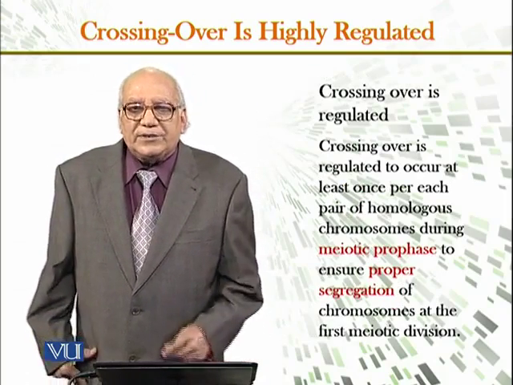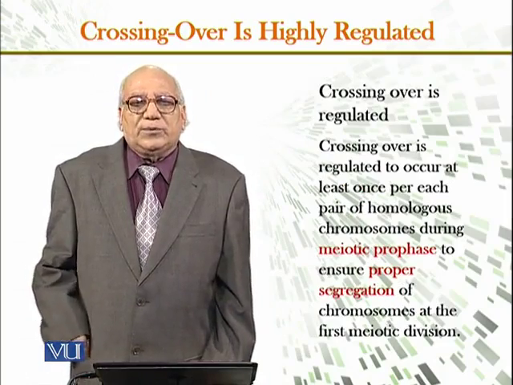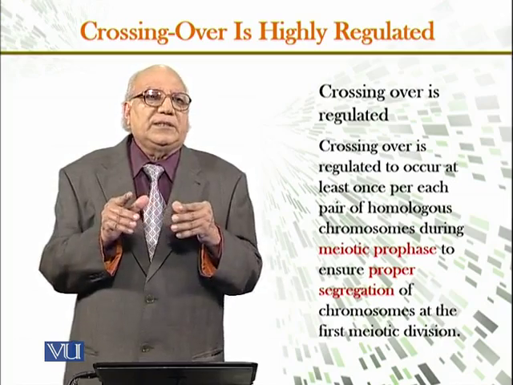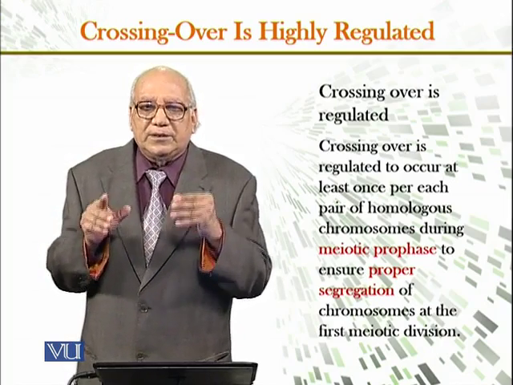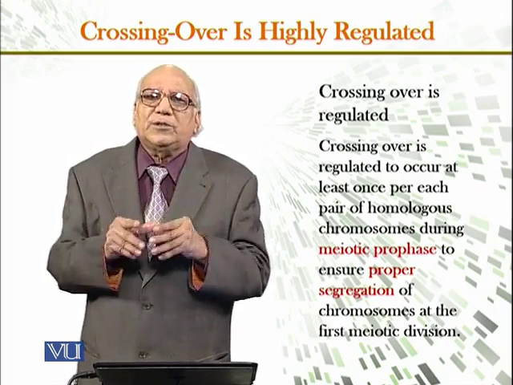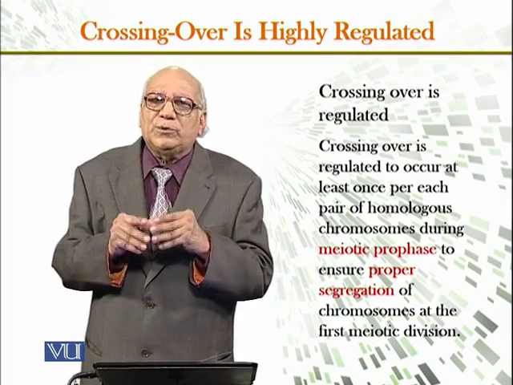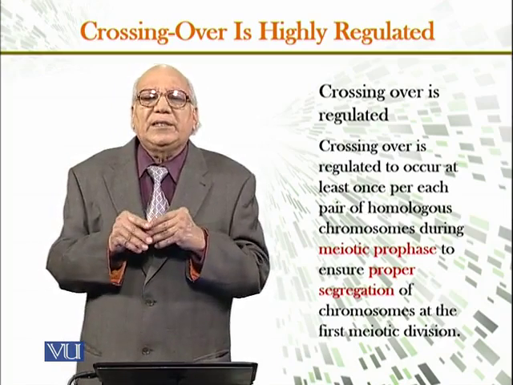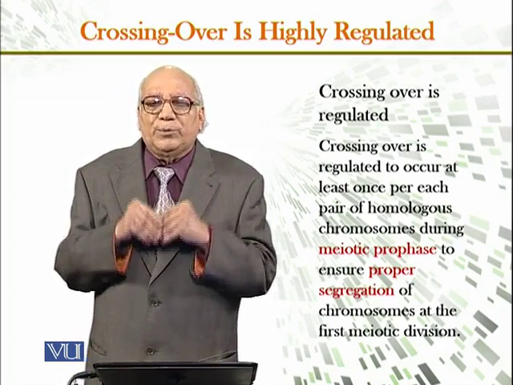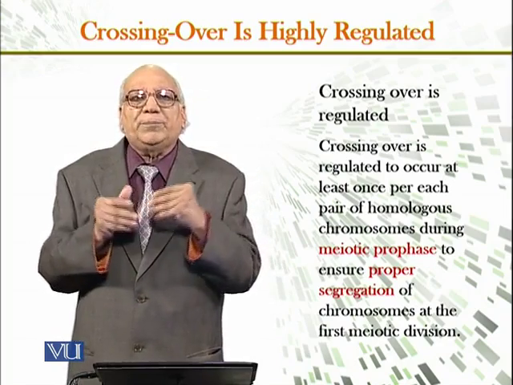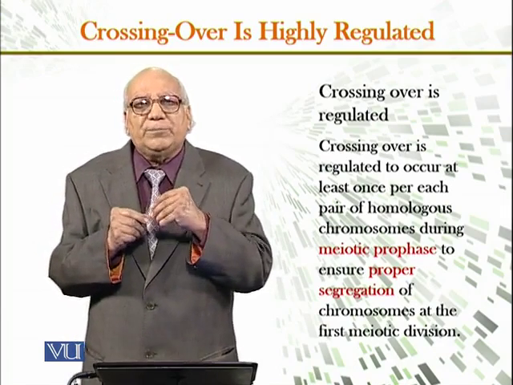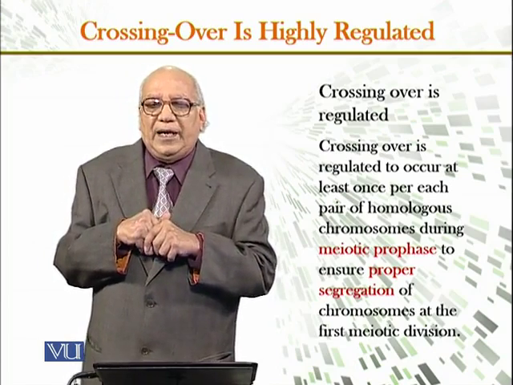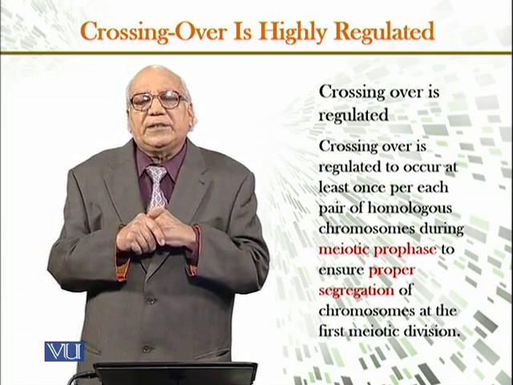And why is it regulated? Because the crossing over occurs at least once for each pair of homologous chromosomes. Homologous chromosomes क्या होते हैं? Homologous chromosomes are those chromosomes which are similar, and during the meiotic prophase, to ensure the proper segregation, ताकि उनकी proper segregation हो जाए of chromosomes at the first meiotic division.